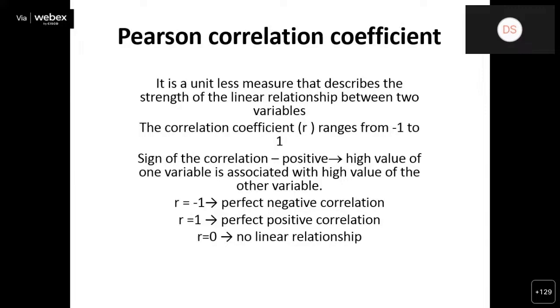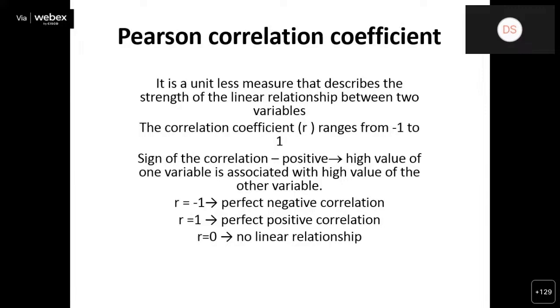But at the end of this analysis, what we are getting is the correlation coefficient. The Pearson correlation coefficient is a unitless measure that describes the strength of the linear relationship between the two variables. The correlation coefficient, the R value, ranges from -1 to +1. There are two most important things in the correlation analysis: one is the sign of the value, and the other is the magnitude of the correlation.